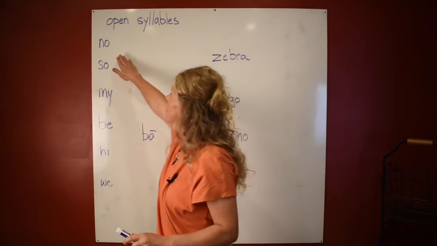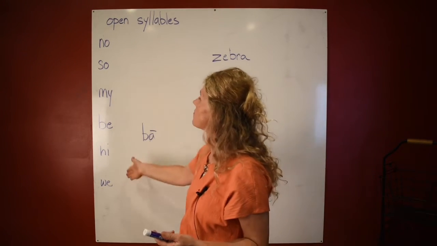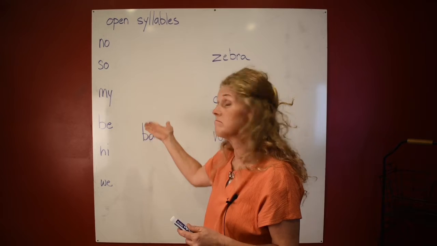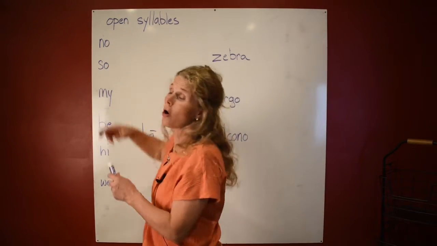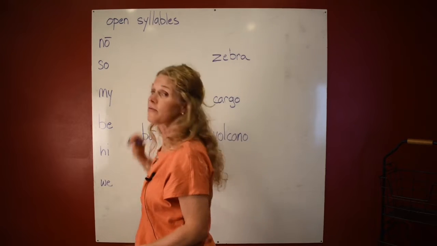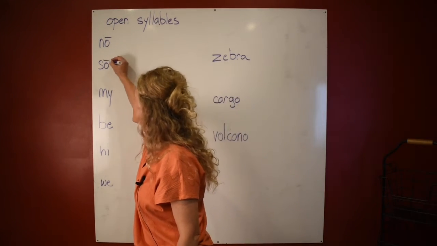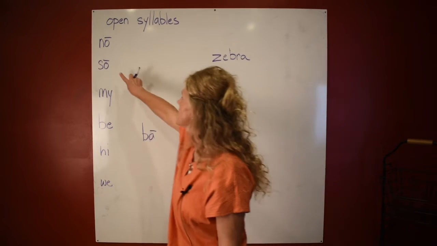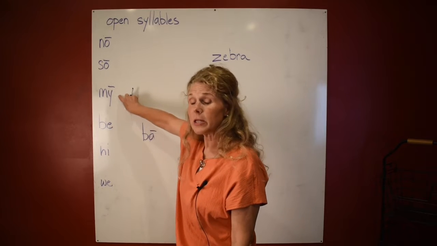Now, these are all open syllables. They're small little words, but you will also find these in a multi-syllable word. So, no. See how that is forcing that O to be long? It's open, so it's forcing that to be long. This is an open syllable. My. It's forcing this to be long.